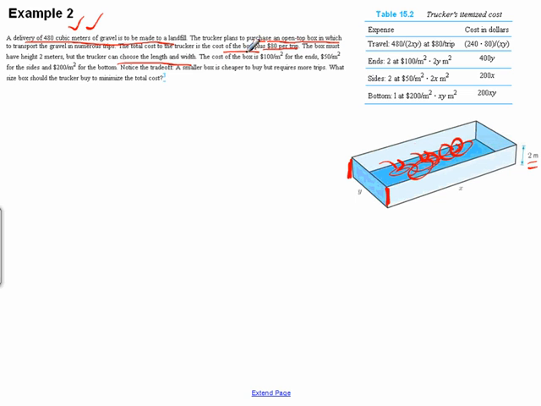Okay, so the cost of the box is $100 per meter squared for the ends. So here are my ends. 50 meters squared for the sides.